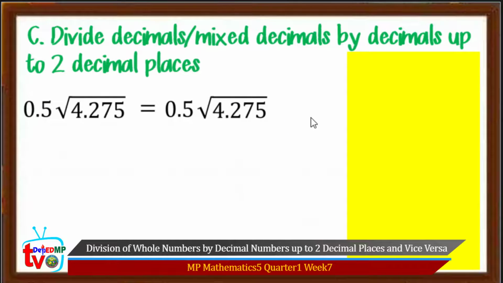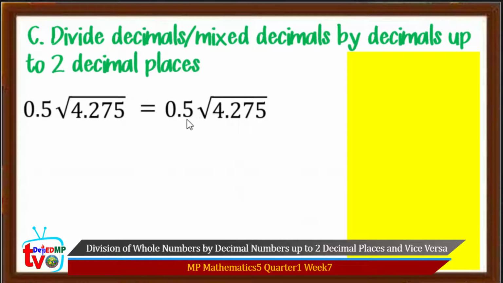Okay, let's have the last one. Letter C. We are supposed to divide decimals or mixed decimals by decimals up to 2 decimal places, meaning to say the dividend is a decimal and the divisor is a decimal also. Let us have this example. 4.275 divided by 0.5. Can we divide immediately? Of course not, because our divisor is a decimal number.